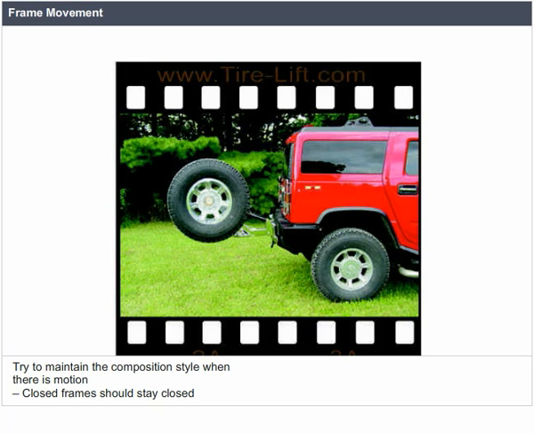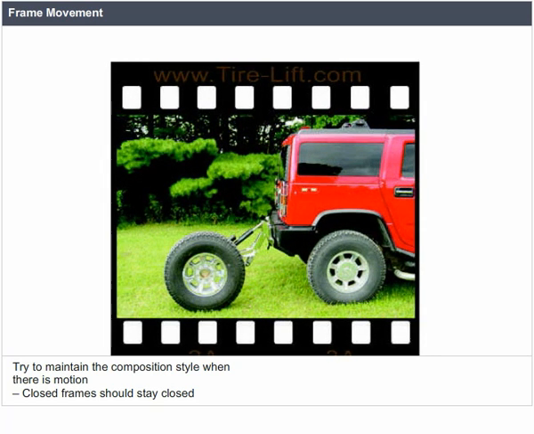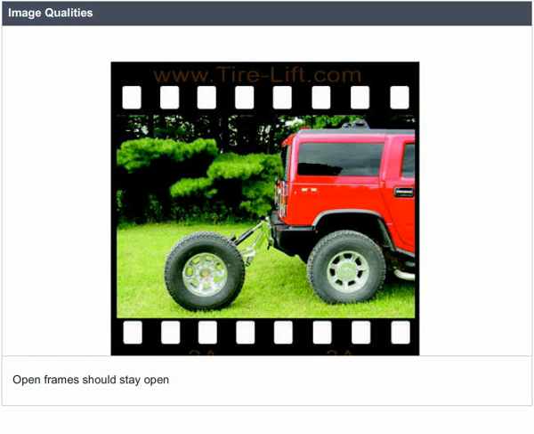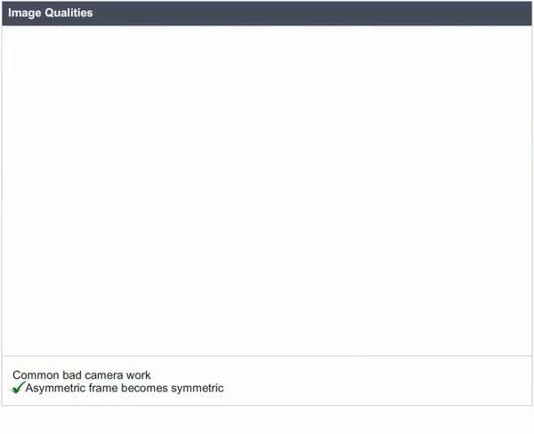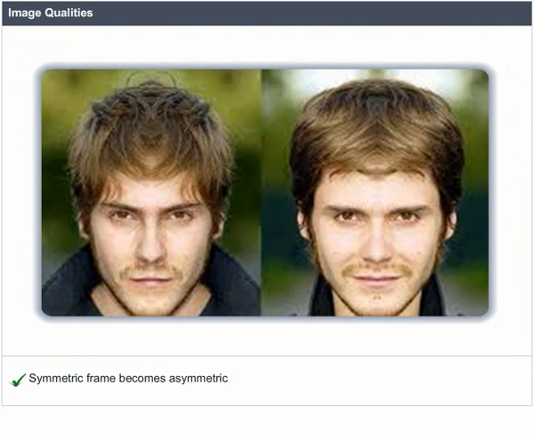Frame movement. Try to maintain the composition style when there is motion. Closed frames should stay closed. Open frames should stay open. Common bad camera work: an asymmetric frame becomes symmetric, or a symmetric frame becomes asymmetric.